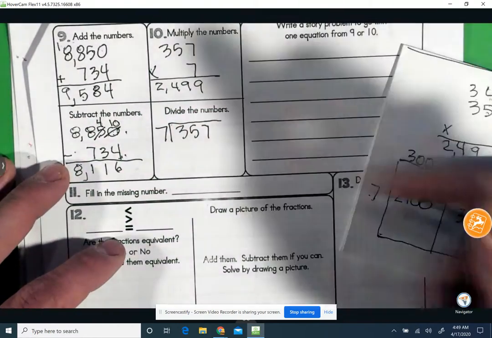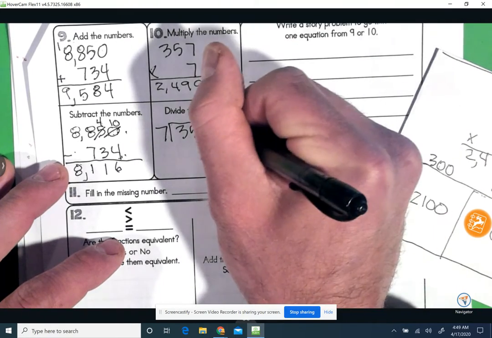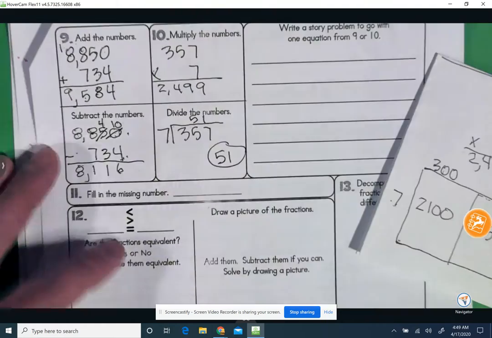2,499, and the quotient of, let's stick it over here, circle it, and appropriately written. I'd plug it in right there.